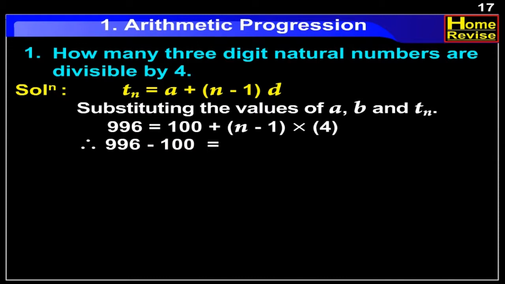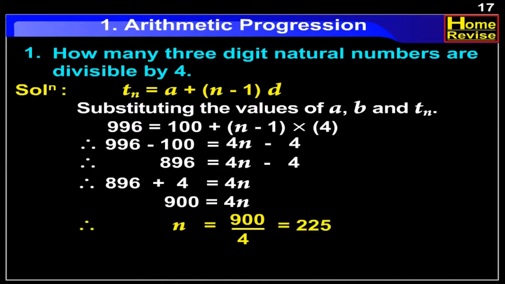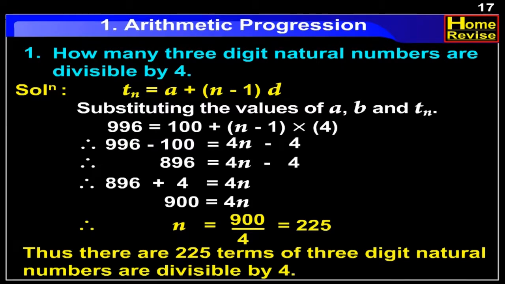Therefore, 996 minus 100 is equal to 4n minus 4. Therefore, 896 is equal to 4n minus 4. Therefore, 896 plus 4 is equal to 4n. 900 is equal to 4n. Therefore, n is equal to 900 divided by 4, which is equal to 225. Thus, there are 225 three-digit natural numbers that are divisible by 4.